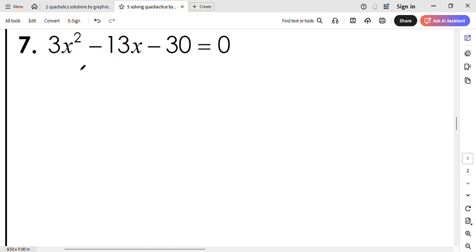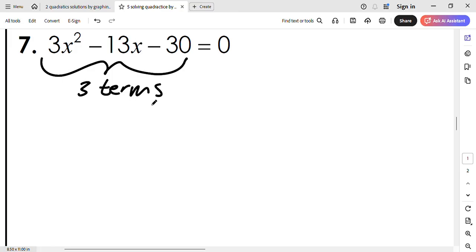Okay. So AC factoring, how do I know it's AC? Well, there's 3 terms here. Okay, 3 terms. And it goes from an x squared term, an x term, and a constant term. Okay? But obviously if there's 3 terms, there's going to be one of each type. So how do I do this? Well, I have to multiply A times C. What's 3 times -30?